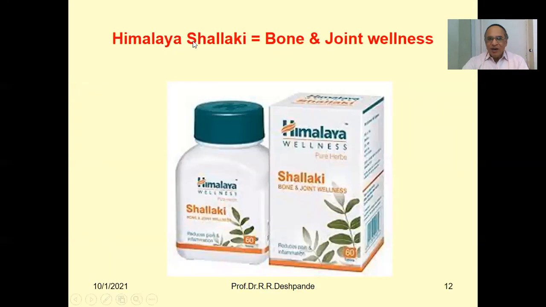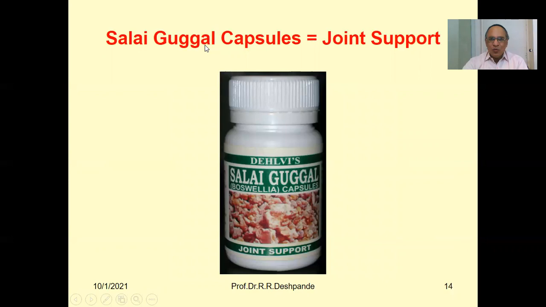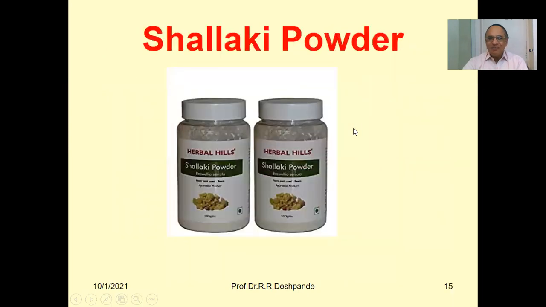Can you see? Himalaya Shallaki, bone and joint wellness. Can you read over here? Yes, I can read. Bone and joint wellness. Shallaki capsule. Can you see? Joint support supplement. Extract based veg capsules. Can you see capsules over here? Joint support system. Shallaki Guggal capsules. Shallaki, Guggal, Boswellia serrata capsules. Joint support. Okay. Shallaki powder. Herbal Hills company. Shallaki powder is available.